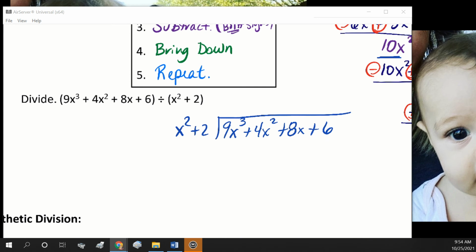Okay, so our division step, we ask ourselves, what do you multiply x squared by to get 9x cubed? 9x. So I'm going to put it above my x term. Then I'm going to distribute it. So multiply 9x by x squared. Multiply 9x by 2. Now be really careful that you put that in the right column. So that gives you 18x. So you write it under the x's. You don't write it under the x squared.